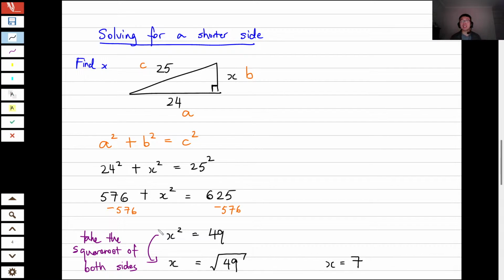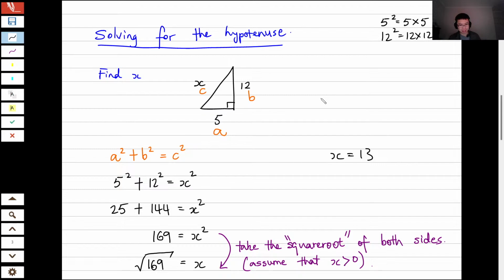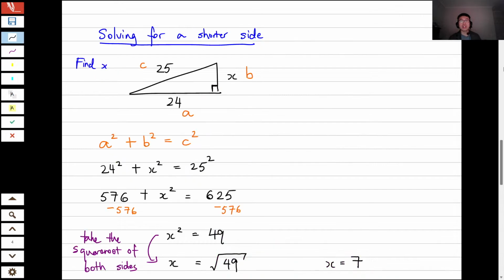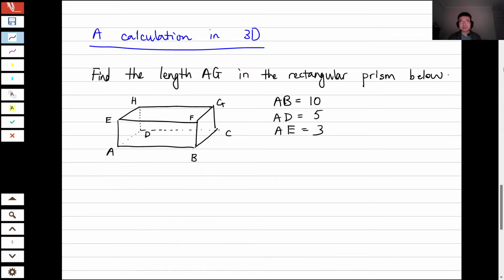As you're getting used to doing these calculations, you'll want to be sure whether you are solving for the hypotenuse, which we did first, and here the calculation is simpler, or you are solving for one of the shorter sides instead. Because if you're doing the shorter side, the calculation takes a little bit longer, but it's still reasonably straightforward once you've got some practice in. Okay, I want to finish with one more example, and that is a calculation in 3 dimensions.